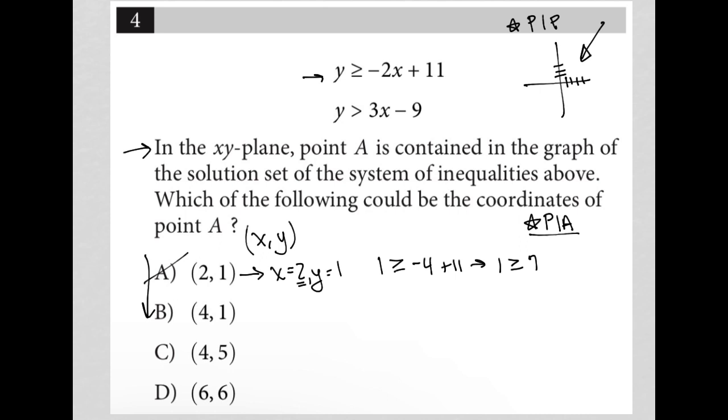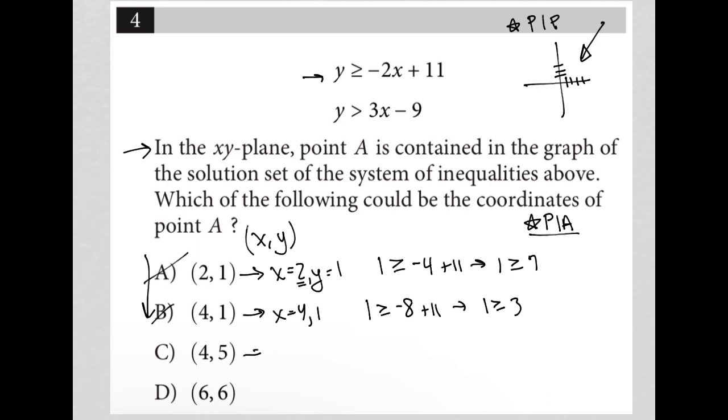Let's try choice B. Well, choice B says that when x equals 4, y equals 1. So let's try that out for the first inequality. So again, replacing y with 1, we have 1 is greater than or equal to -2x. Well, I'm going to just call that -8 because -2 times 4 is -8, plus 11. So this would lead us to having 1 is greater than or equal to 3. Also not true. So now B is gone.